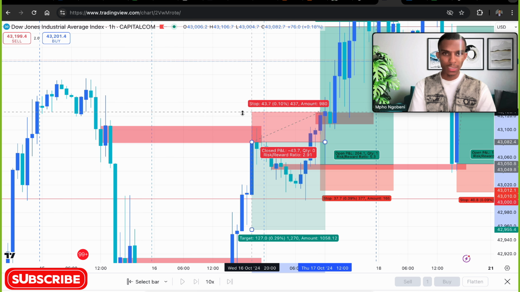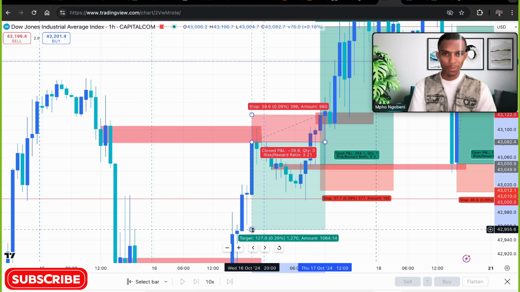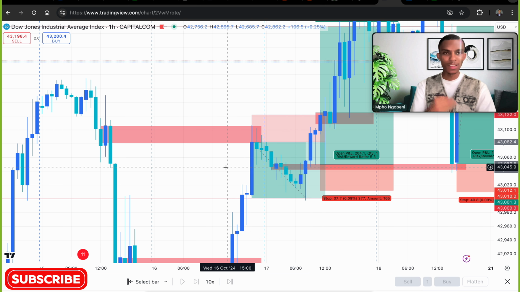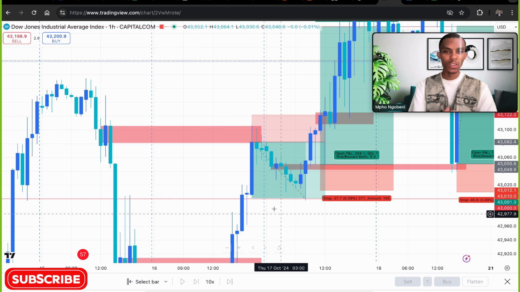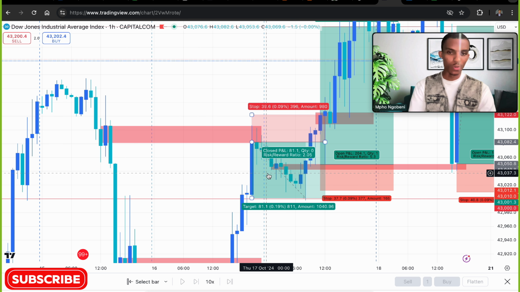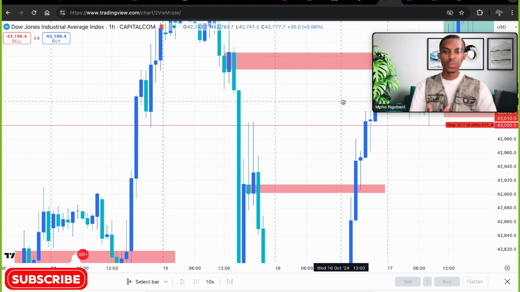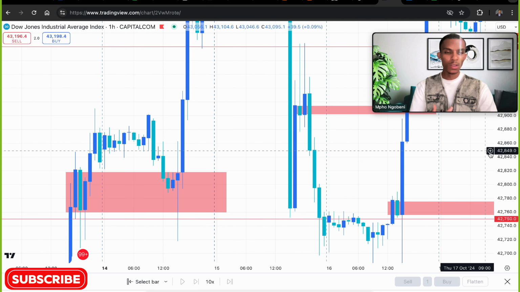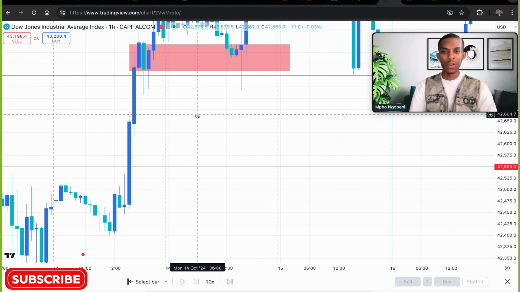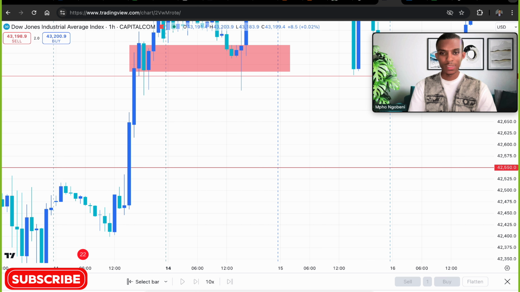So you could have taken an entry there, risking your 40 pips. What do we aim for? You aim for your next key level or the next zone. Here, aiming for the next key level was also good because it's like 80 pips, a 1:2 ratio, which is very good. And then another zone there.